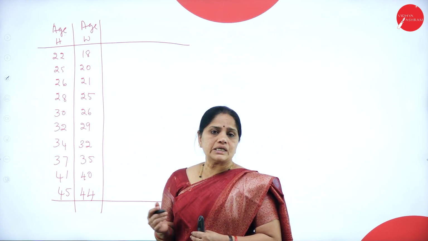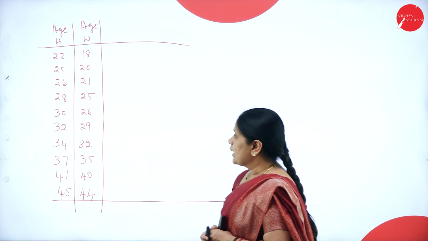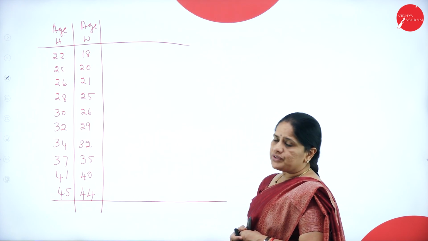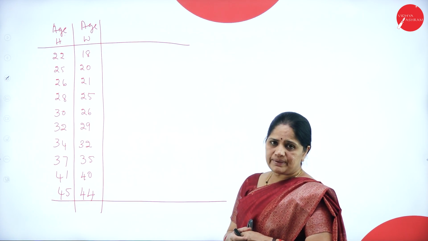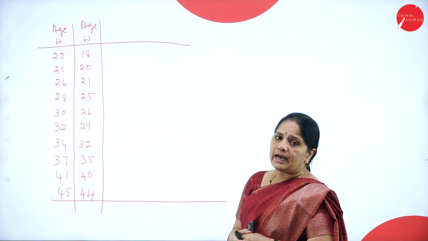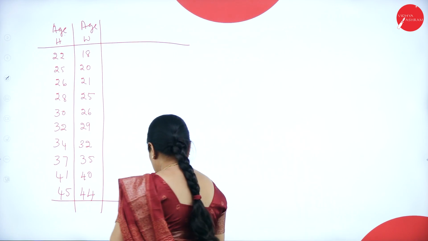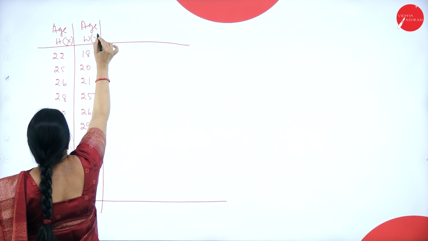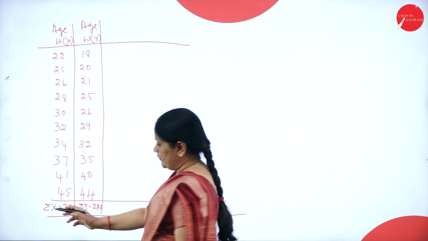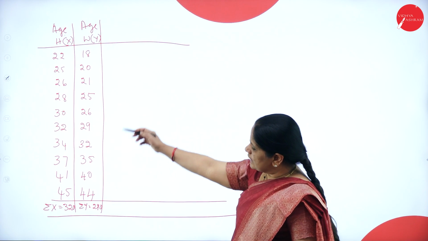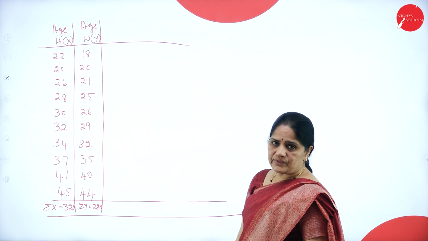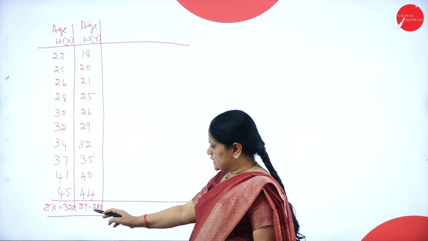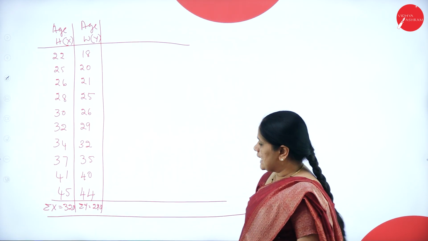So we have to find the correlation between these two. Now they have given us the various values here. So we have to find out the mean age of the husband and the mean age of the wife, and then we have to find the correlation coefficient. Now when I add all the x values here, that is the ages of the husband, I get 320. When I add all the ages of the wives, I get 290.